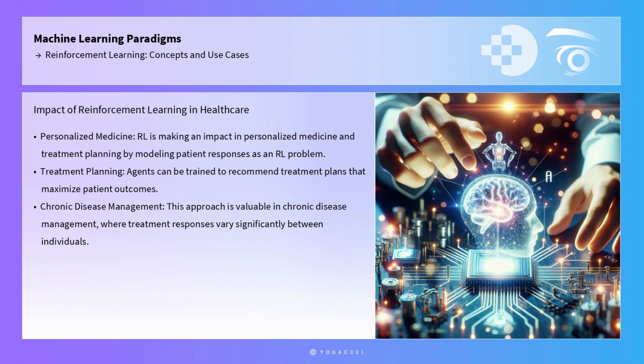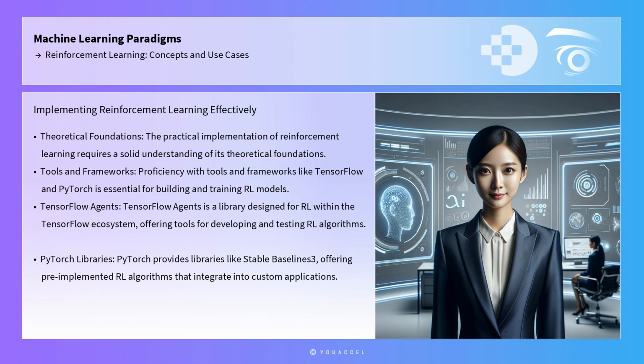Healthcare is another domain where RL is making an impact, particularly in personalized medicine and treatment planning. By modeling patient responses as an RL problem, agents can be trained to recommend treatment plans that maximize patient outcomes. This approach is especially valuable in chronic disease management, where treatment responses can vary significantly between individuals, and optimal strategies need to be tailored to each patient's unique circumstances.